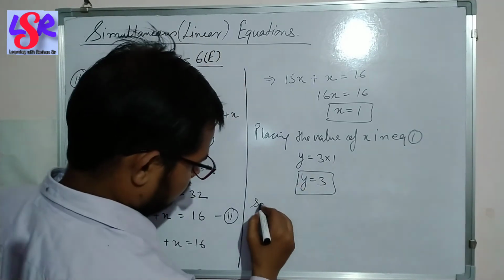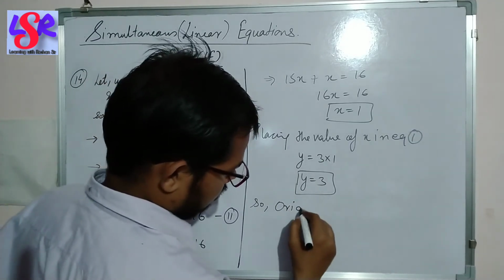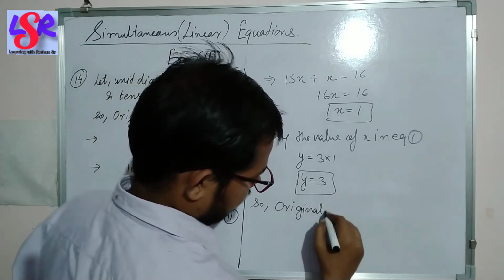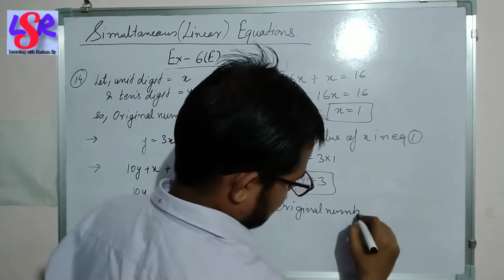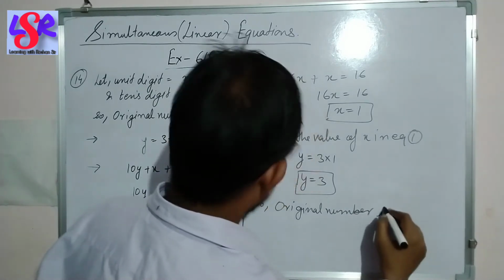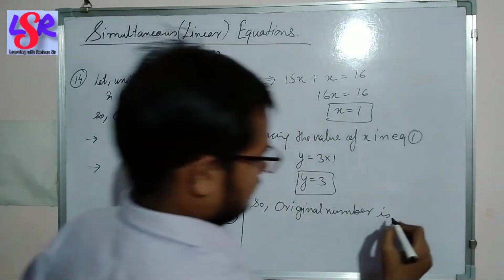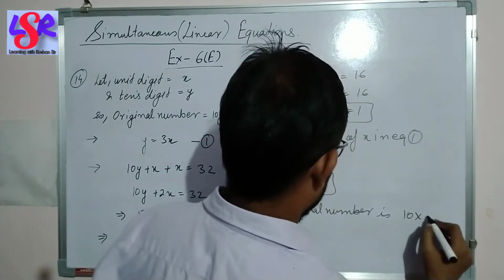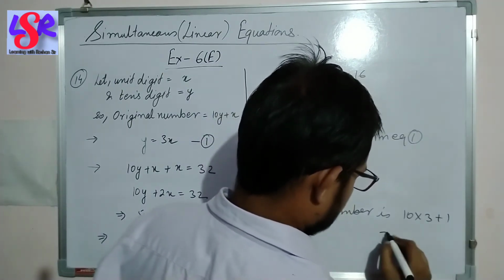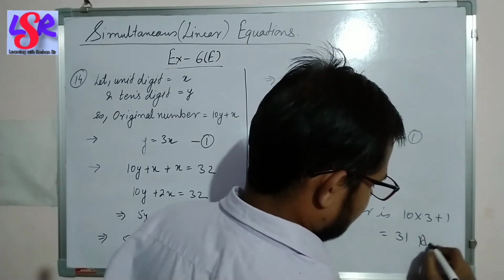So the original number is 10y plus x, that is 10 into 3 plus 1, that is 31 as the answer.